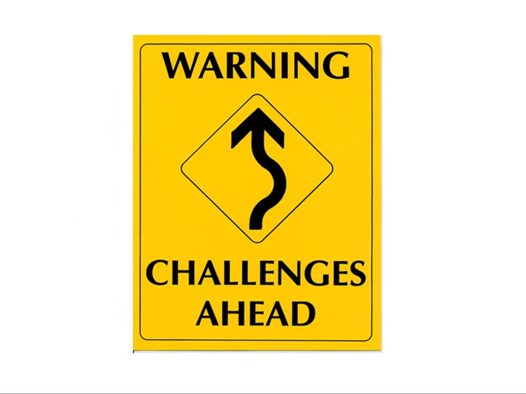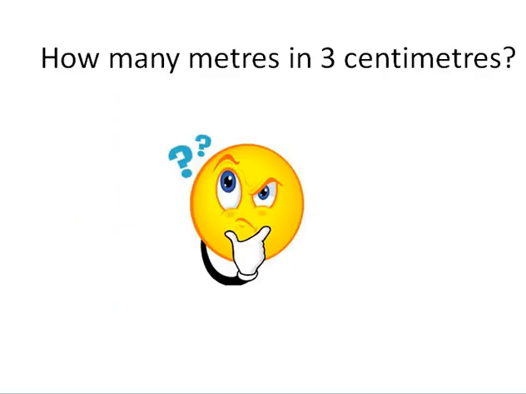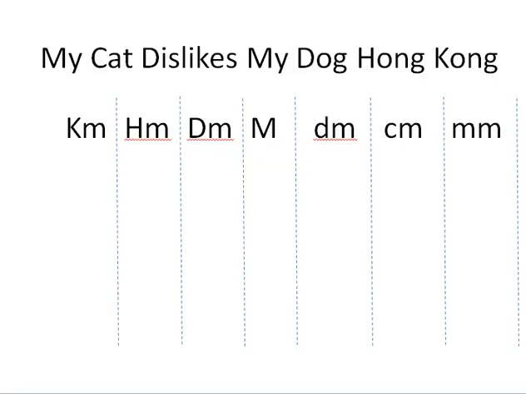Let's do something more challenging, okay? How many meters in 3 centimeters? Now this might sound a little bit tough, but don't worry, it's all going to be easy. It'll be all explained soon. So you just start off again, my cat dislikes my dog Hong Kong, write it backwards and write M at the end of all of this. And all you have to do is, firstly, identify where the centimeters are. So here it is, and you just write it down. The decimal point for the centimeters would be at this location right here.